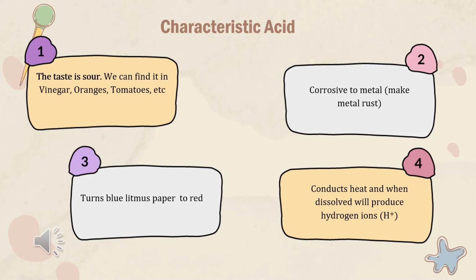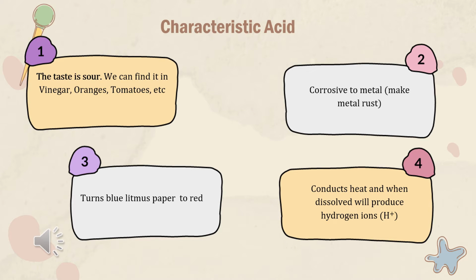Okay, after we learn together about the definition of acid and base, now we must know the characteristics of acid. So first, exactly, acid has a sour taste, and we can find it in vinegar, orange, tomatoes, and many more.